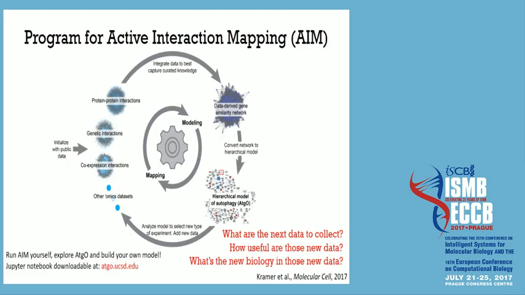So I hope I've convinced you today that active interaction mapping is a useful new tool that you might be interested in using yourself. If so, please check out our website at acgo.ucsd.edu. You can run active interaction mapping yourself. You can explore the current ACGO model. You can download the Jupyter notebooks. They're available in both yeast and human. And if you have an idea for how to improve any step of this method, it's as easy as just changing a line of code in those notebooks.